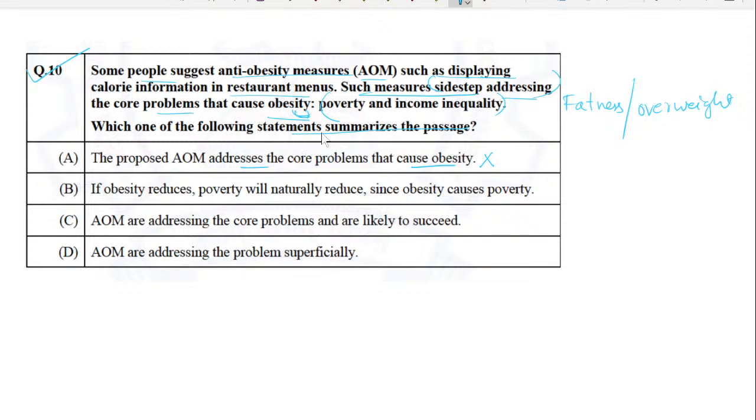So AOM are only addressing obesity, only addressing the obesity problems superficially, but not addressing the real problems. That means here the AOM are addressing the problem superficially. This is the correct answer, option D here. So these are the questions from GATE 2021.